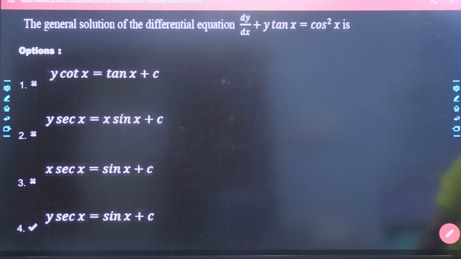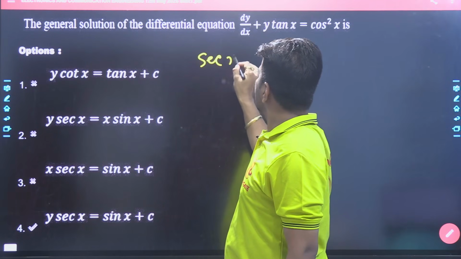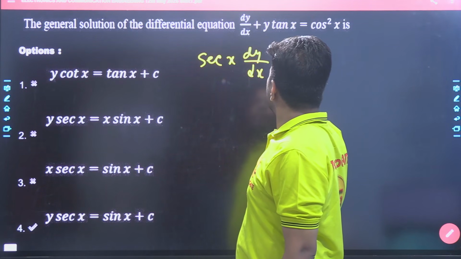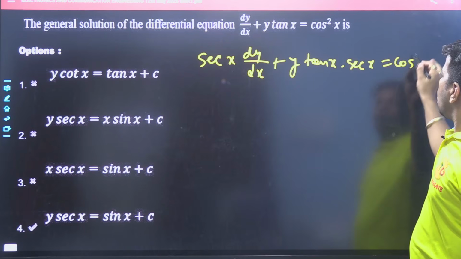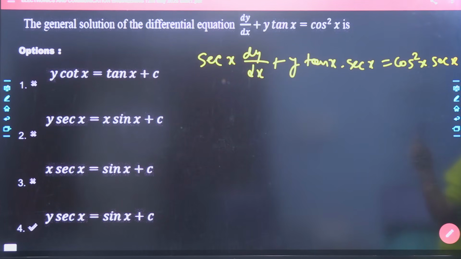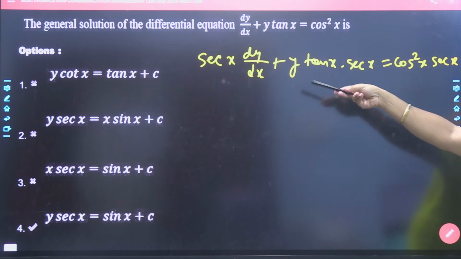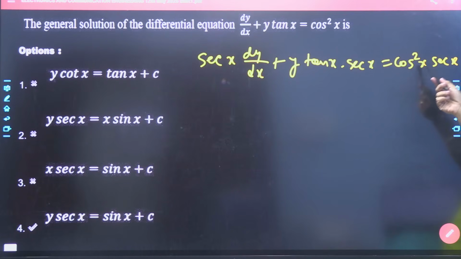Now you need to multiply this integrating factor to the whole equation. So sec x dy by dx plus y tan x sec x is equal to cos square x sec x. Okay, got it? That would be the equation. Now we can simplify this term.